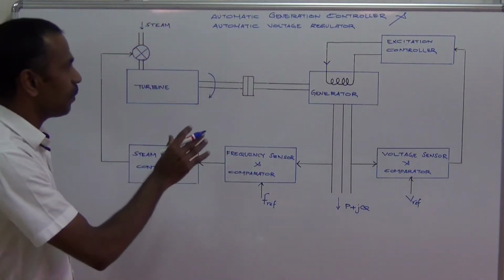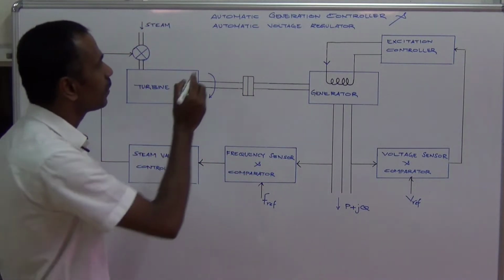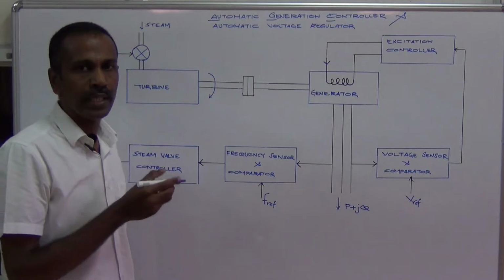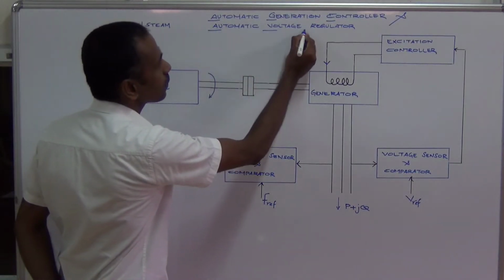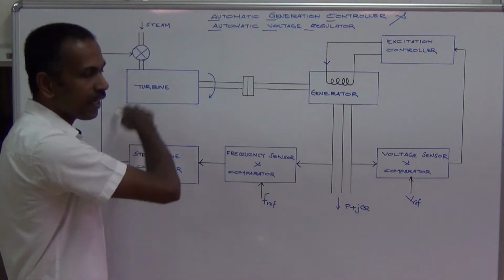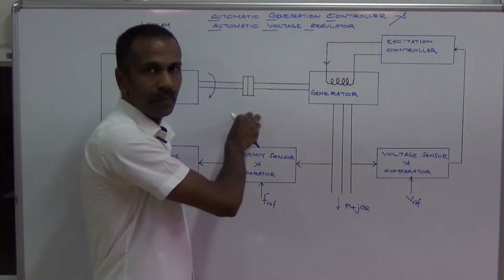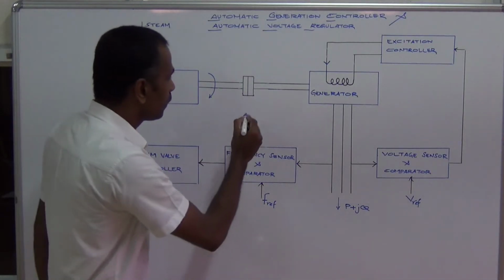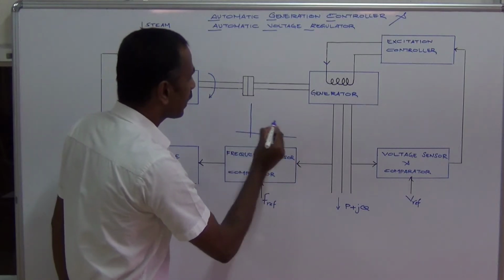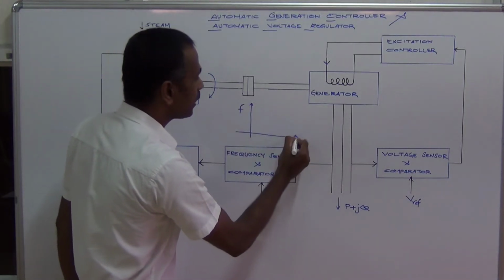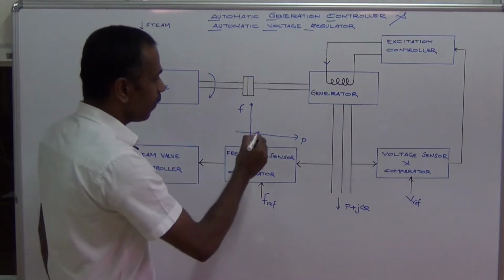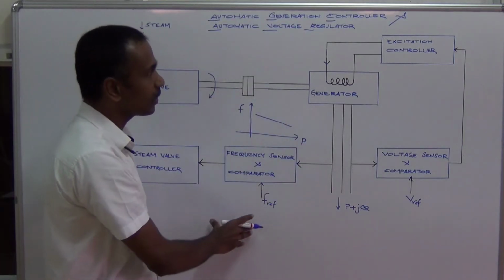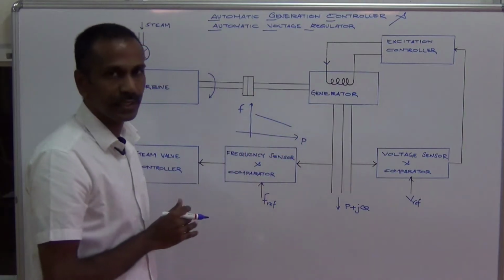Now this is a schematic diagram of automatic generation controller or AGC and automatic voltage regulator or AVR. This is our AGC, automatic generation controller, and this part automatically controls the active power production. There is a characteristic between frequency and active power production. When the active power demand increases, the frequency drops. So in order to understand the operation of AGC, you should remember this characteristic.